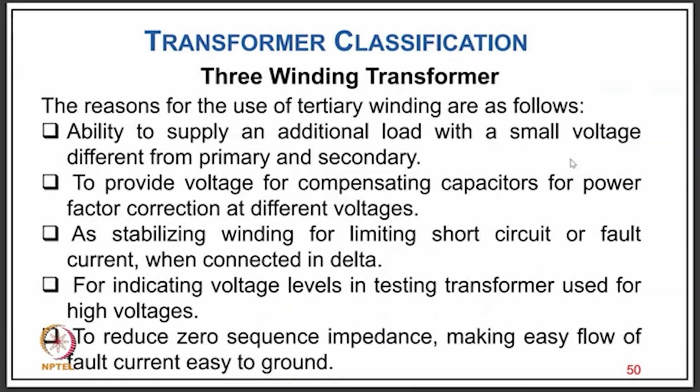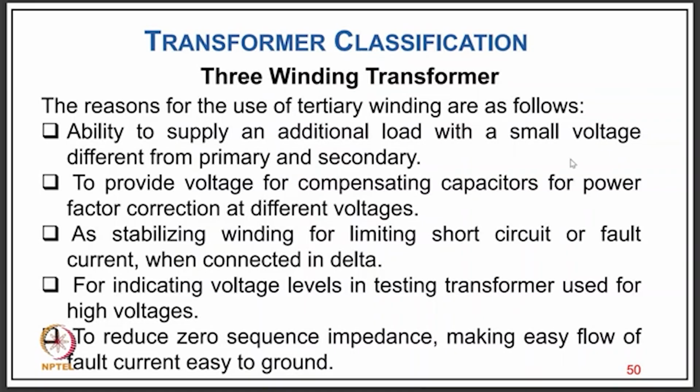So in this 3-phase transformer, the reasons for the use of tertiary winding are as follows: ability to supply an additional load with a small voltage different from primary and secondary. A typical example is at a generating station, where the generation voltage itself is quite high, maybe 11 or 13.6 kV, and even the secondary is much higher, but the loads are certainly of low voltage, maybe 3-phase 415 volt or single phase 220 volt. So you normally have a tertiary winding for that purpose.